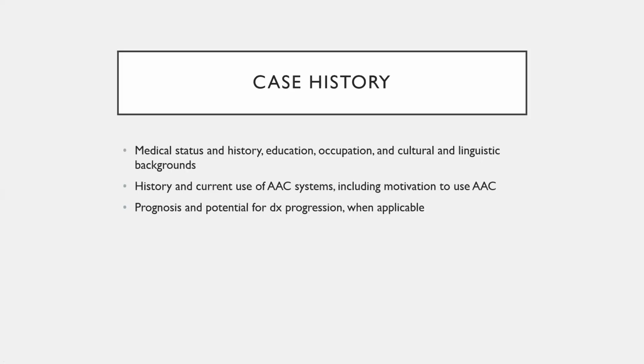Lastly, we'll want to consider prognosis and whether or not their condition is going to progress. And that's just so that we can plan ahead. We might need to consider a system that we have the ability to attach accessories such as eye gaze if we know a person might progress to the point where they're not able to physically or directly select icons with their hands, right? They might lose that motor ability. So kind of planning for the future there.